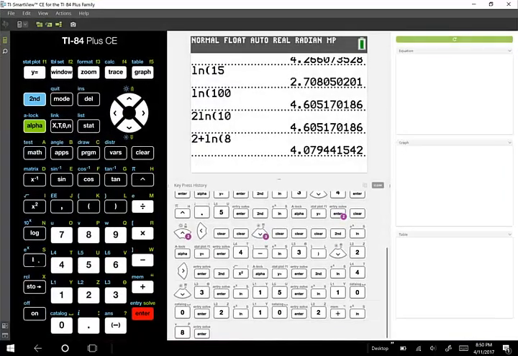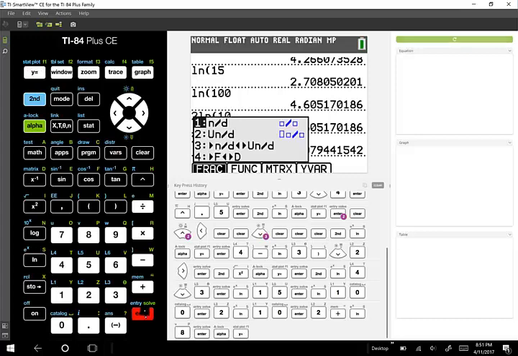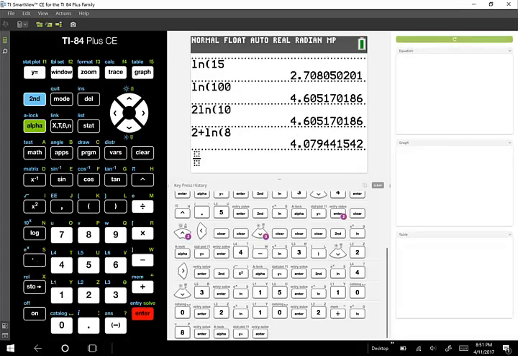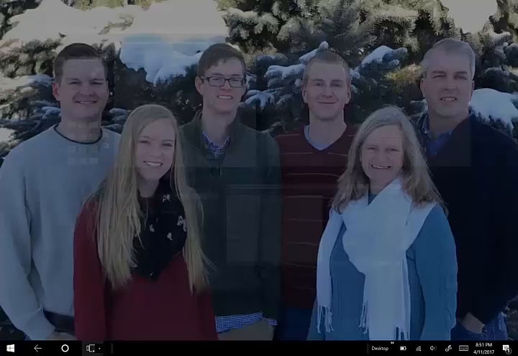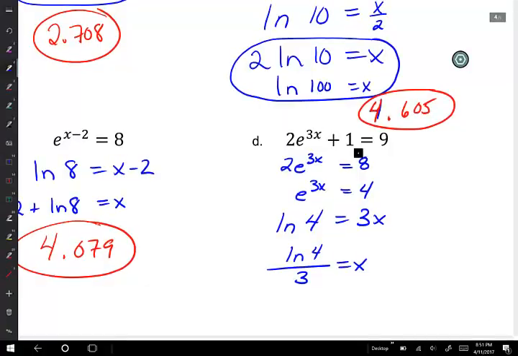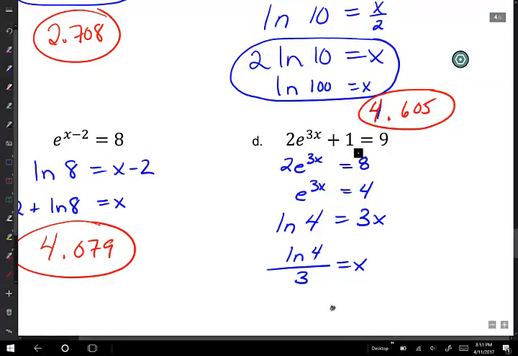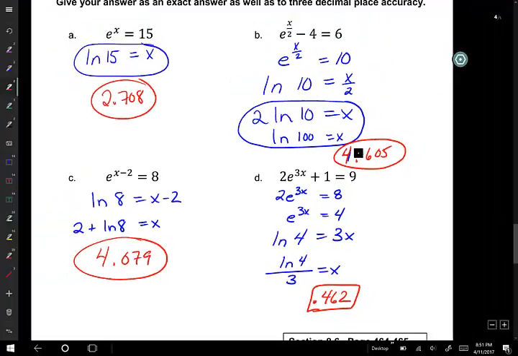So let's find out that value. Let's go into our fraction. In the numerator, we're going to have the natural log of 4. In our denominator, we're going to have all of that divided by 3, giving us a value of 0.462 as our approximation value. So 0.462 as our approximation.